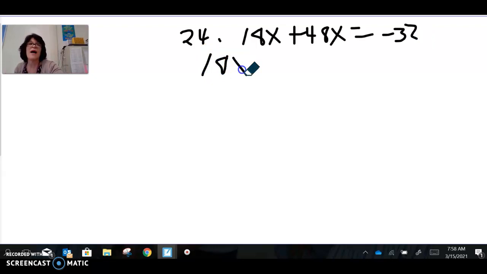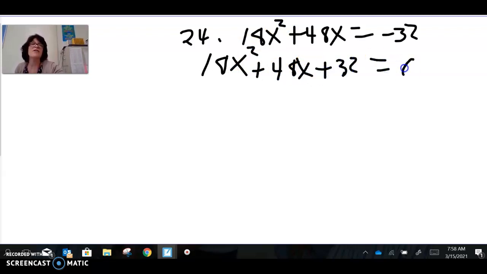I have to add 32 over here, actually I'm adding 32 to both sides, which gives me 18x squared plus 48x plus 32 equals 0. Okay? And then you go from there. That's an 18. Sorry, it's kind of hard.